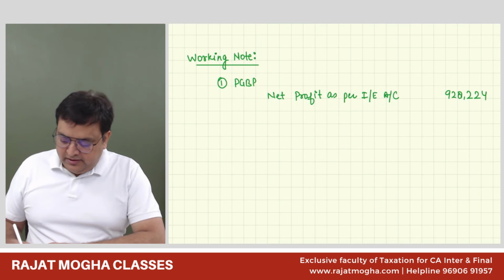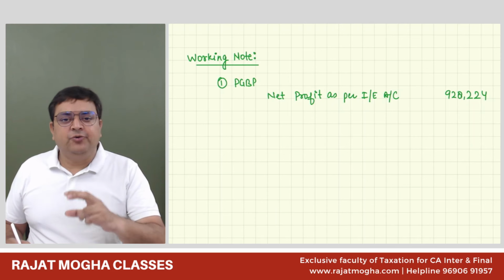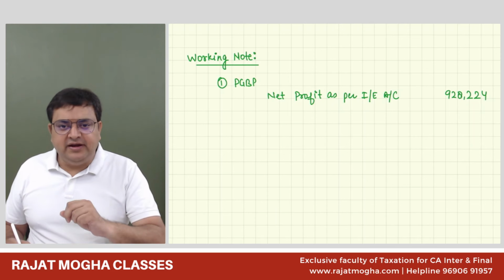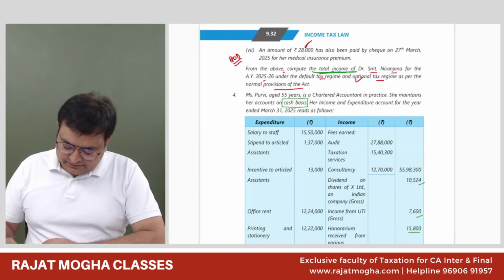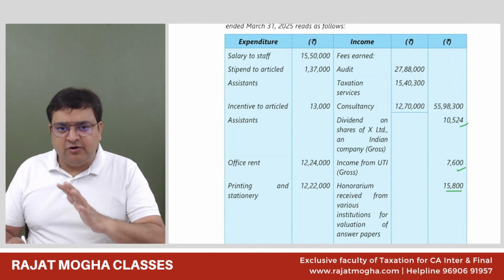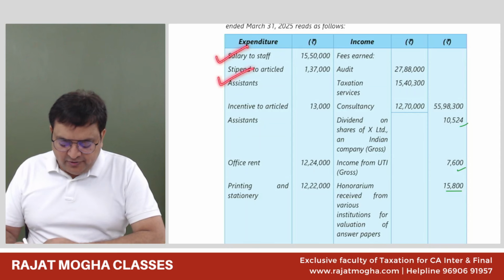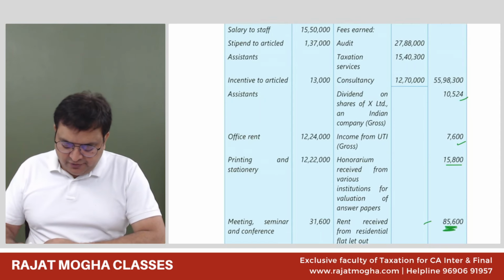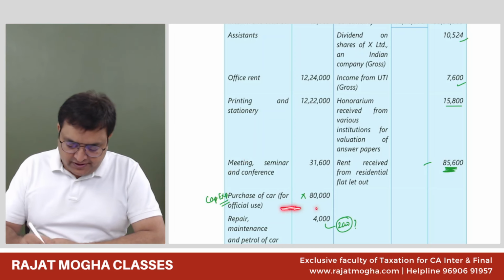Then we will see our debit side. Step number 1, net profit. Step number 2, expenses side. Step number 3, income side. So step number 2, expenses side. Salary to staff, I'm not reading the information right now, just the debit side. Salary to staff, we are okay. Stipend to article clerk, okay. Incentive, okay. Office rent, okay. Printing and stationery, okay. Meeting and seminar, okay. Purchase of car is not okay.